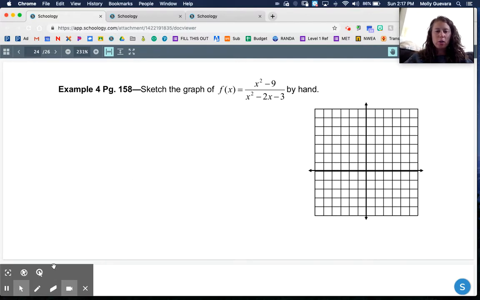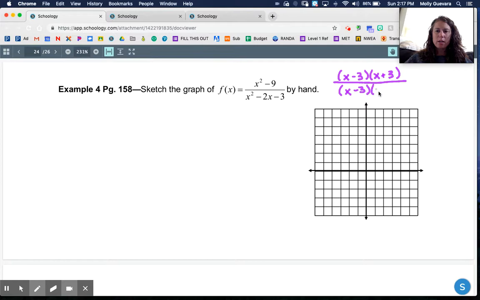Okay, so hopefully we at least got as far as factoring, right? The top factors into (2x minus 3)(x plus 3), and the bottom factors into (2x minus 3)(x plus 1). So I see that there's going to be a hole because I have the same factor on both the top and the bottom.